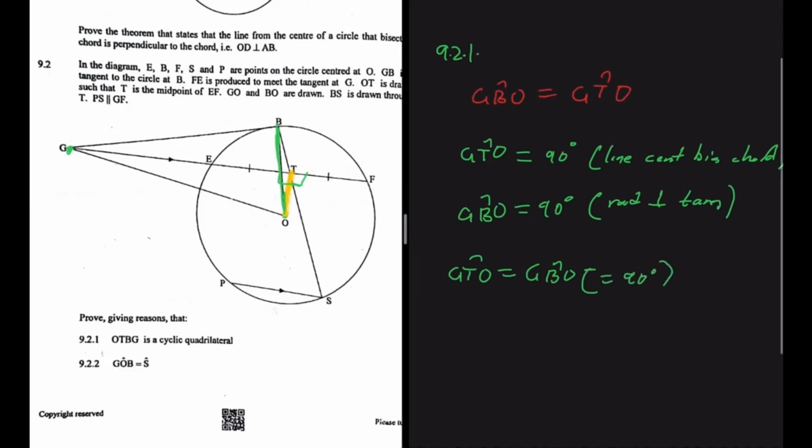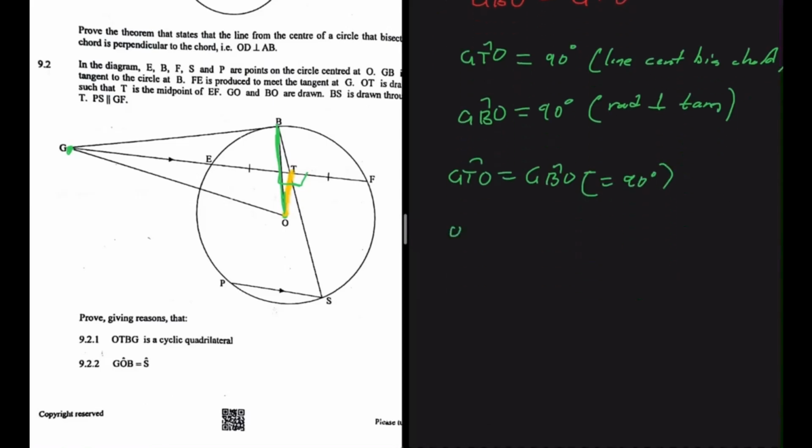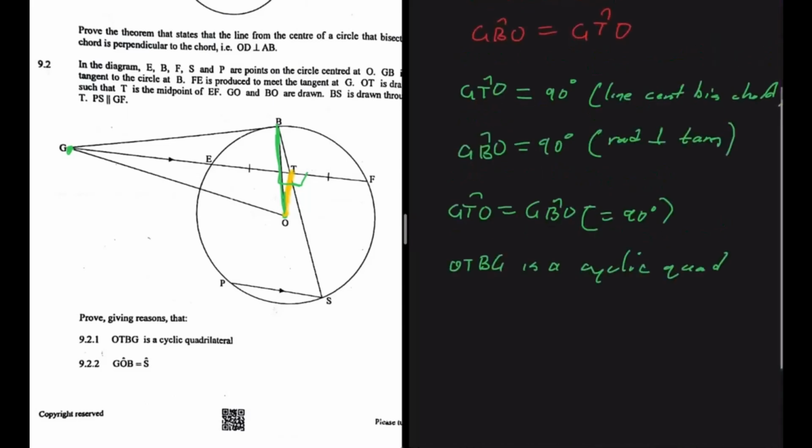And then as a consequence, OTBG is a cyclic quad, right? It's a cyclic quad because clearly GBO and GTO are lying on the same segment. Now we can do 9.2.2 because we have proved beyond reasonable doubt that OTBG is a cyclic quad.